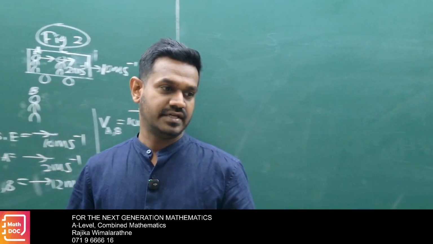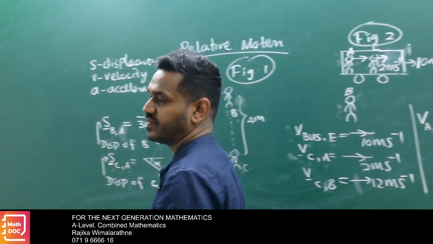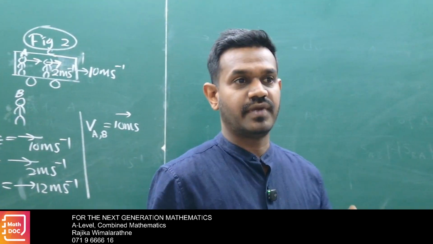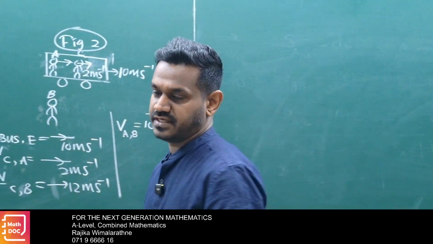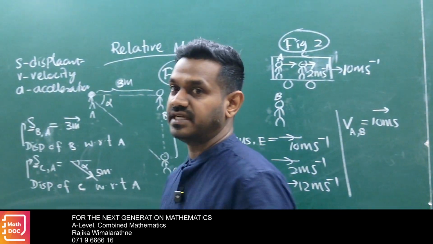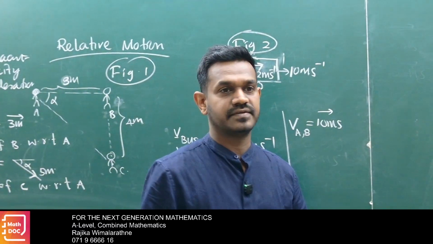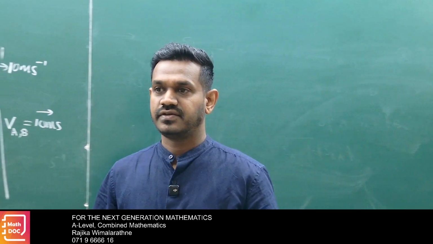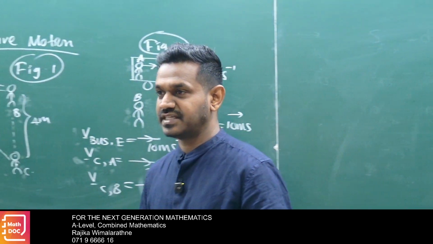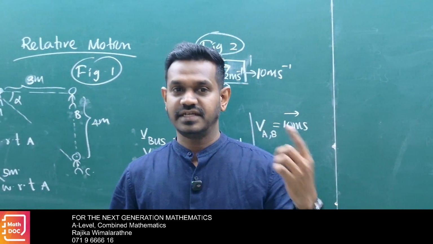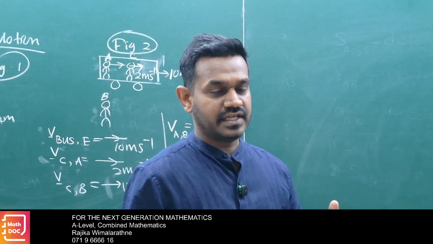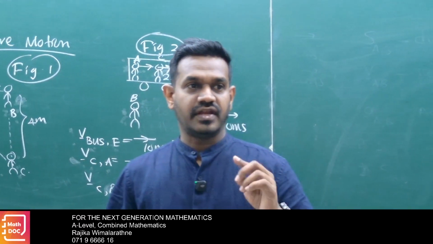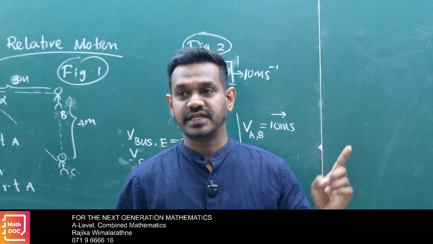Now write this special point. If the velocity of the bus is 10 meters per second due north, that means the velocity of the bus with respect to earth is 10 meters per second due north.